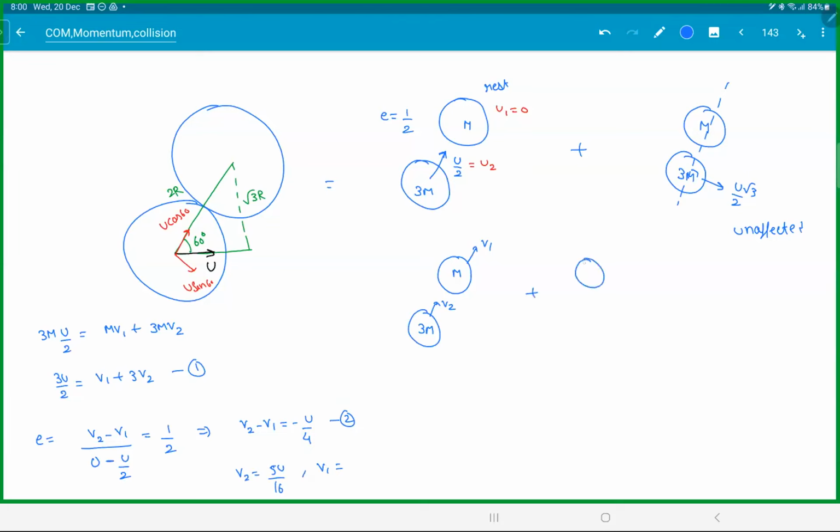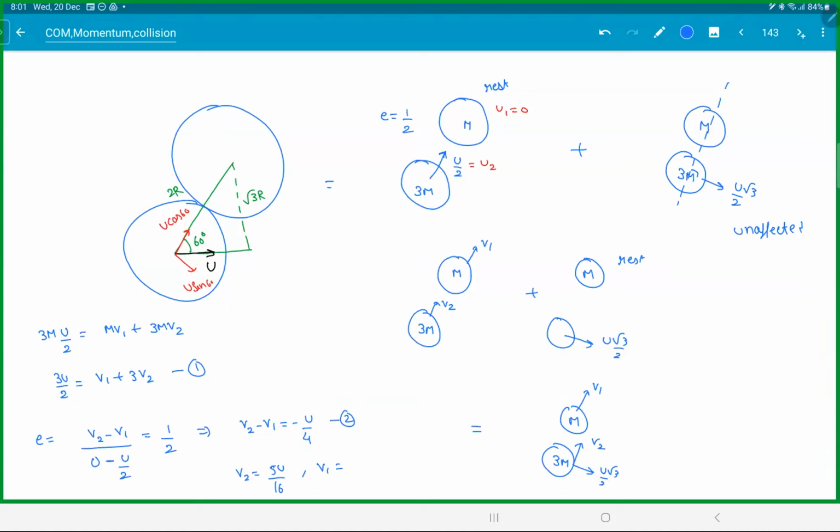So for this, it is at rest, and this guy is going with u root 3 by 2. So your final answer will be m will go with v1. This 3m will go this way with u root 3 by 2, and it will go this way with v2. So it will go up at some angle. Check out the steps.